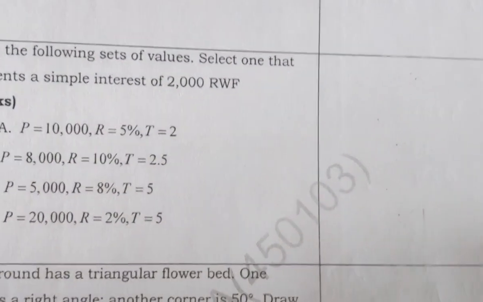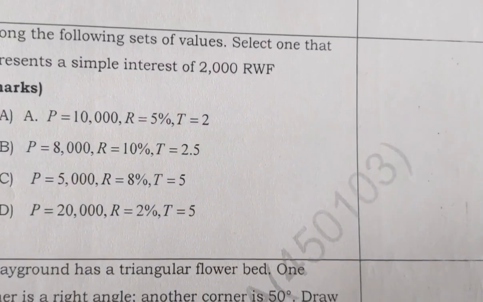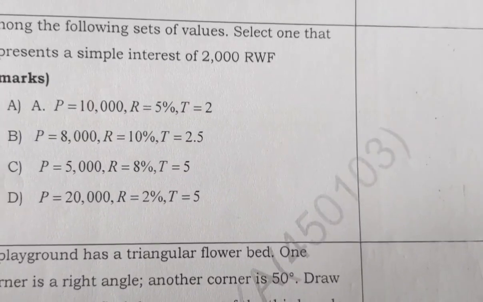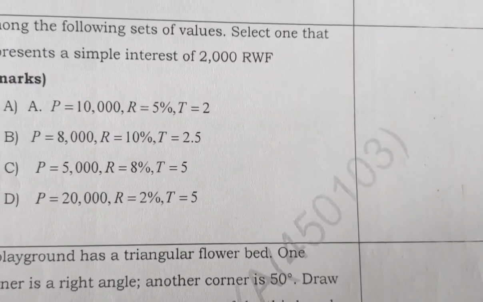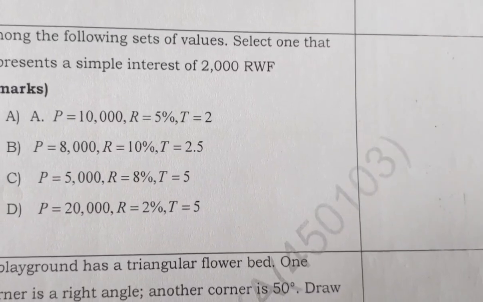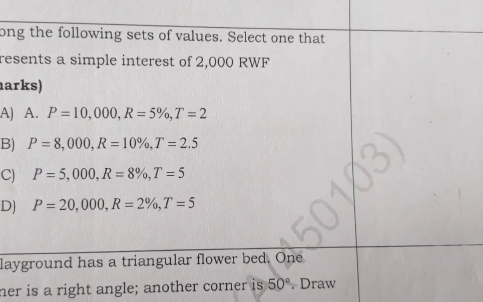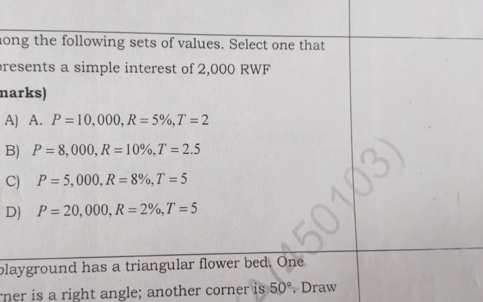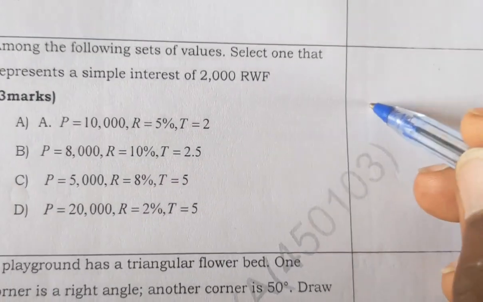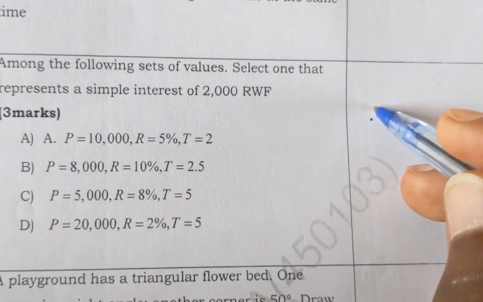Then we are going to question number 30. Among the following sets of values, select the one which represents a simple interest of 2,000 Rwandan francs. Here, first of all, we have to know how to calculate a simple interest. Here we have a principal, we have rate and time. Then once you calculate here, let me say, we have a principal.